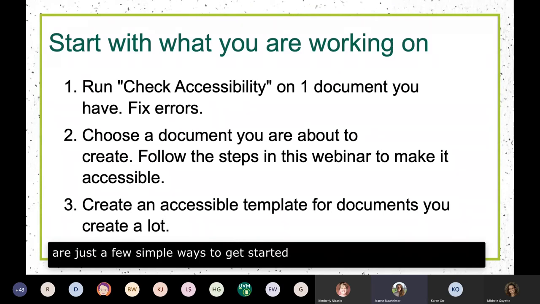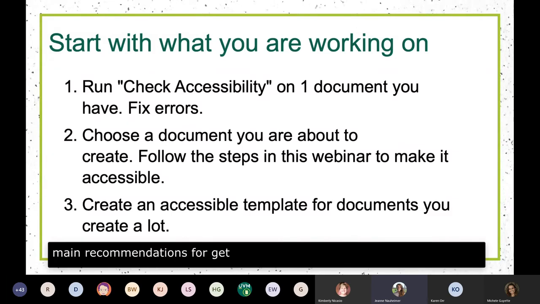So the first way you can do is you probably have a Word or a PowerPoint file open on your computer right now. Run the check accessibility feature on it. What do you find? What errors or warnings do you receive that you might immediately know how to fix because of today's webinar? Or you might remember we mentioned, but we didn't talk about in depth, or you might need to research it more. Try it out today. That's one of my main recommendations for getting started.